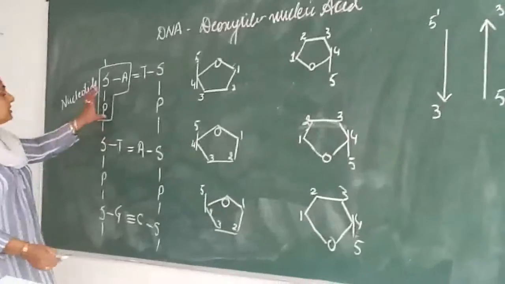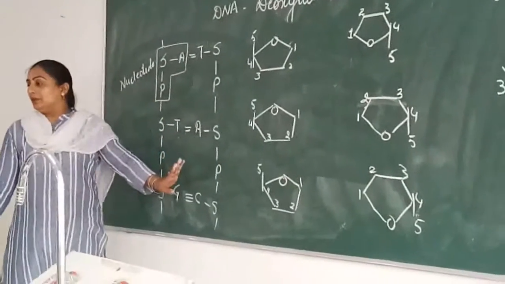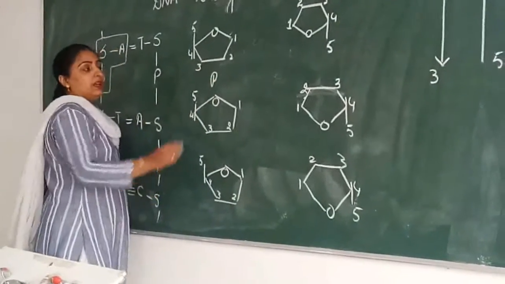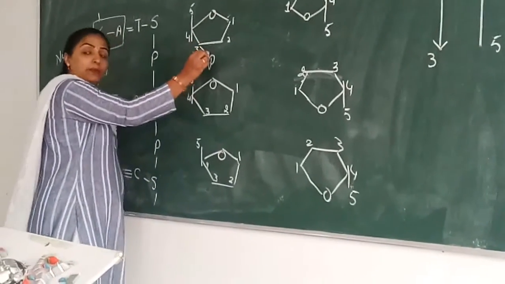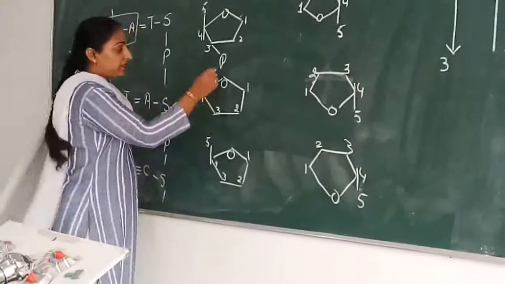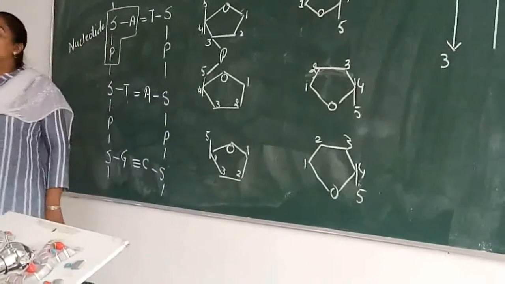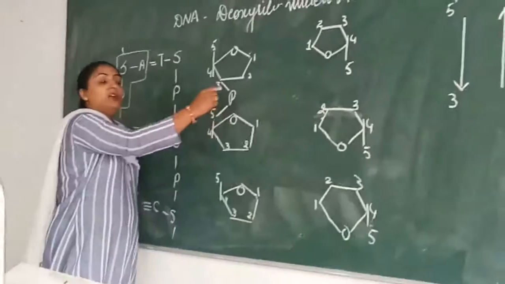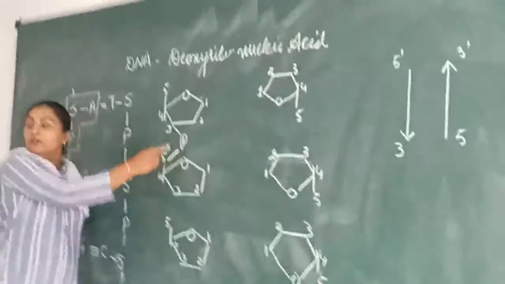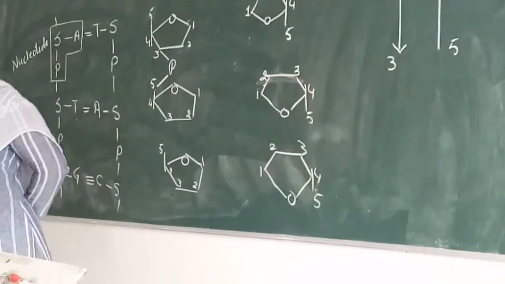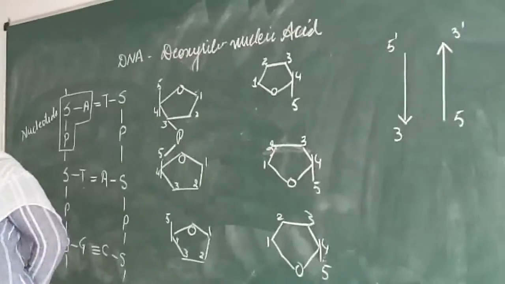Now what about the position and the bonds in the DNA molecule? The phosphorus, here it is phosphorus. It is attached to the third carbon of the sugar which is placed above it, and fifth carbon of the sugar which is placed below it. One bond with this sugar, one bond with this sugar. This is an ester bond, this is an ester bond. So the bond is phosphodiester. Two esters with phosphorus, so this is a phosphodiester bond.